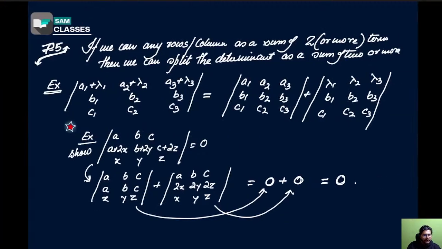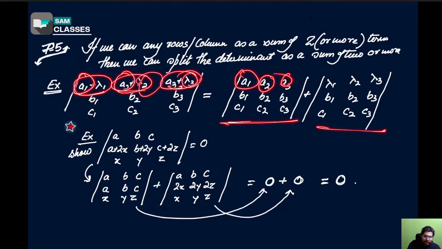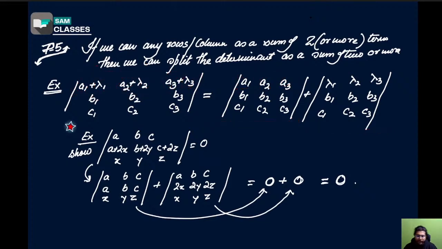Next property, very simple, very easy. If any row or column can be written as a sum, we can split it. Let's say in this first row, two elements, we are able to split. So we can make two determinants, where the first one has the first elements and the second one has the second elements. Now people will ask, sir, can you take one part of this and one part of the other? Yes, you can definitely take, because 2 plus 3 and 3 plus 2 is the same thing. If somebody wants to write in some other way, like A1 and then here lambda 2, lambda 3 also, you can write. No issues in that. Clear? Okay.